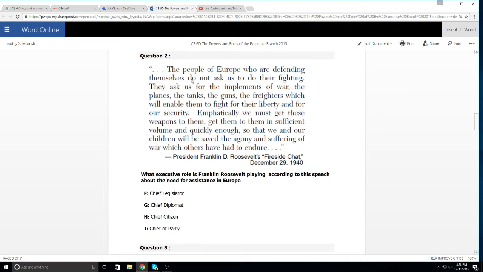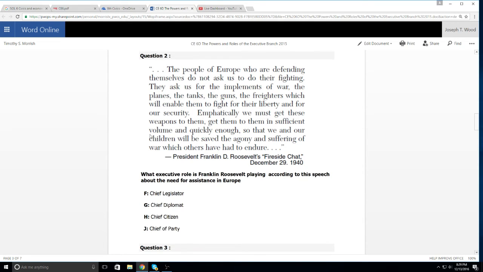People of Europe who are defending themselves did not ask us to do their fighting. They did not ask to implement war. The planes, the tanks, the guns, the freighters, which will enable them to fight for their liberty and for security. Emphatically, we must get these weapons to them, get them to them in sufficient volume and quickly enough so that we and our children will be saved the agony and suffering of war with others that had to endure.